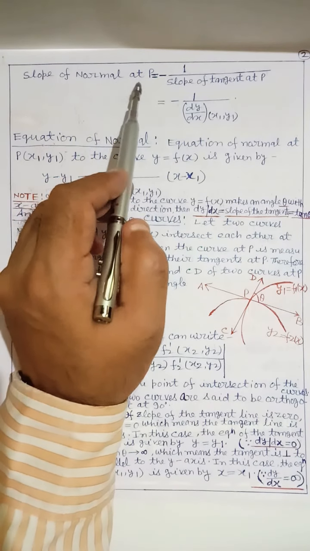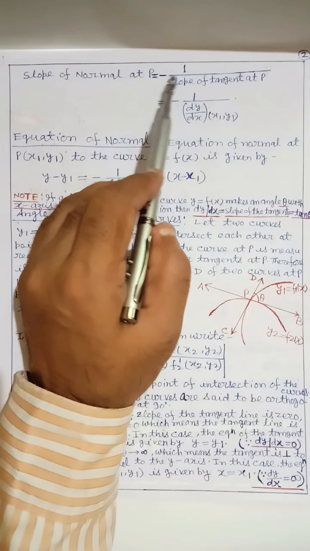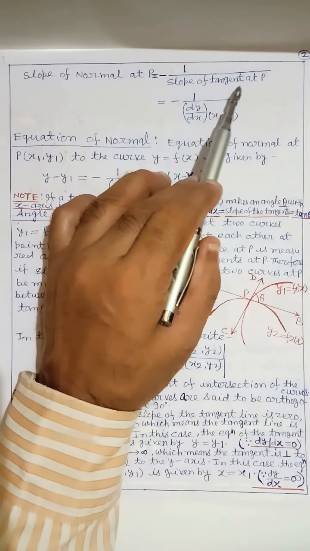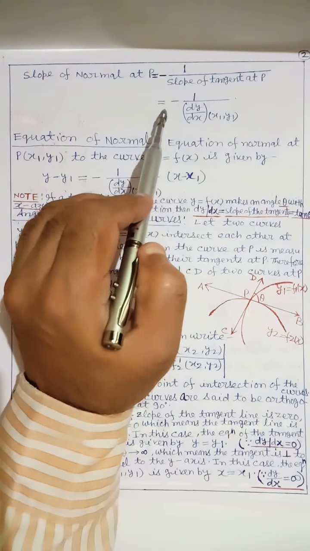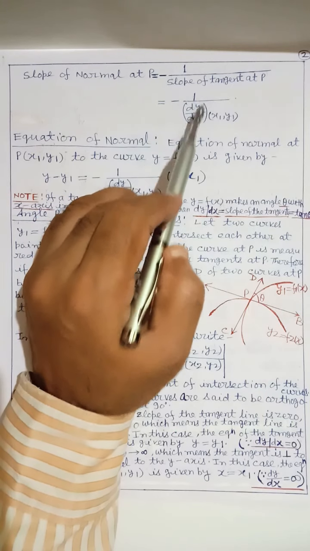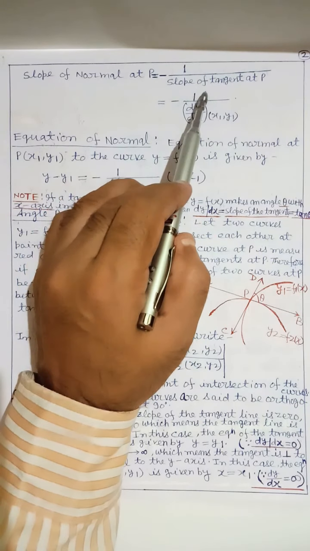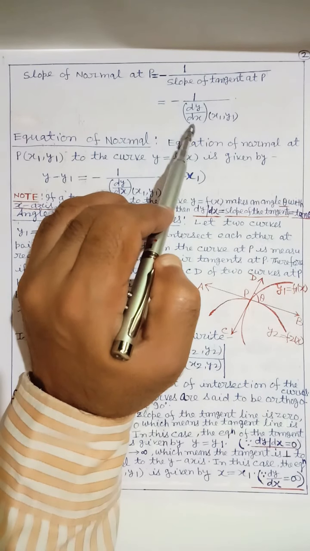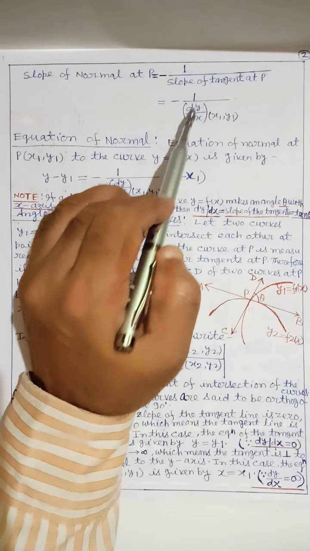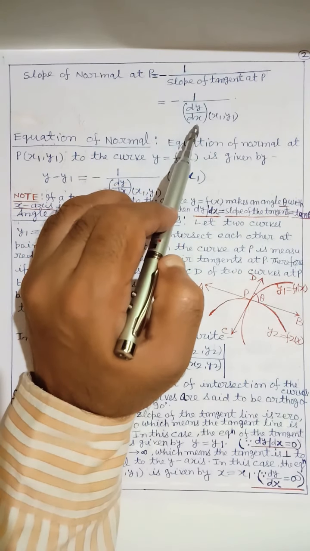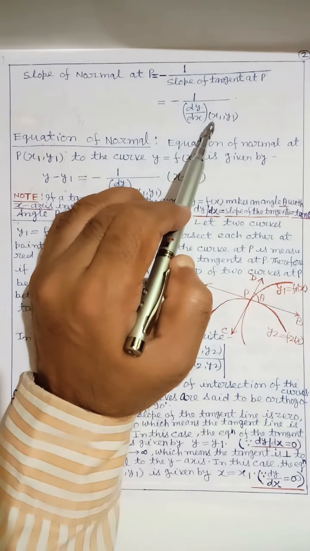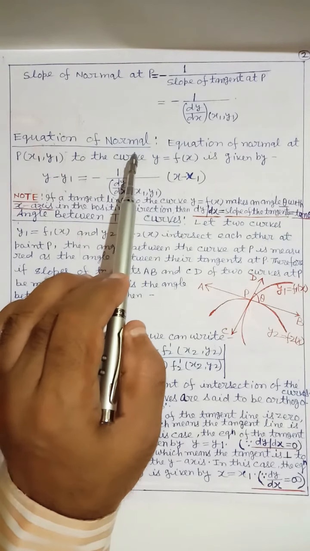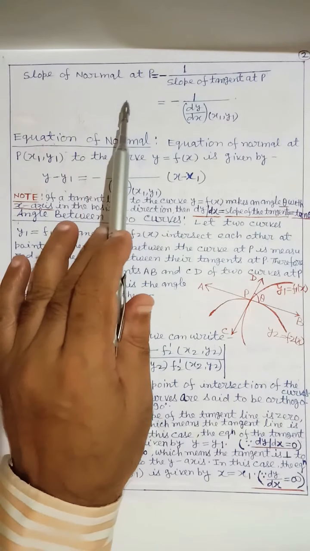Slope of normal at P is equal to minus 1 by slope of tangent at P, and this is equal to minus 1 by, and already we know the slope of tangent at P is dy by dx. So minus 1 by dy by dx at (x1, y1). This is the slope of the normal.